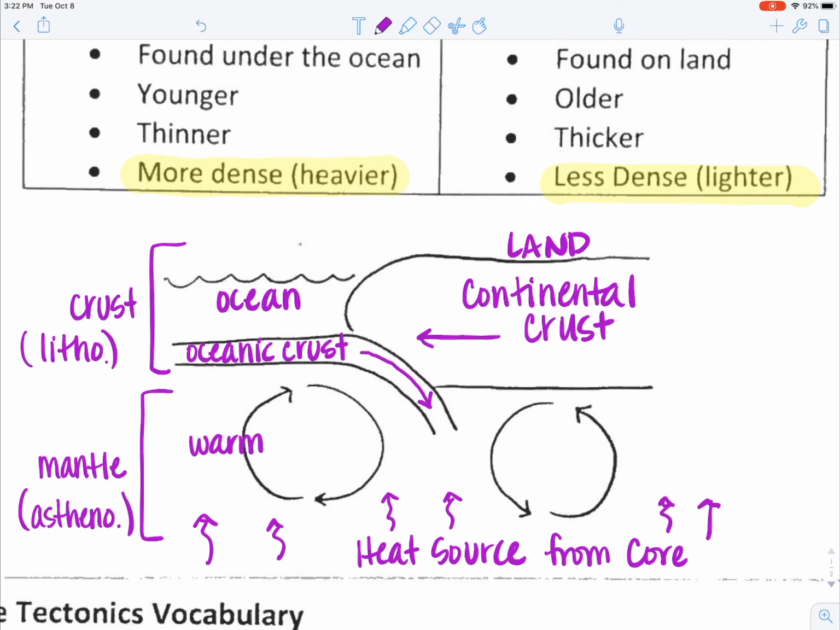And once it gets away from the heat source, it's going to cool off a little and it's going to sink back down, kind of like a lava lamp. In a lava lamp, you have the substance that's at the bottom, it heats up, it rises to the top, and then it gets away from the heat, and so it cools and it sinks. So over here on the right-hand side, we have the warm magma that rises, it gets closer to the crust, so it cools off and it sinks.